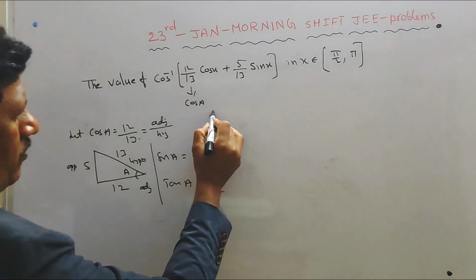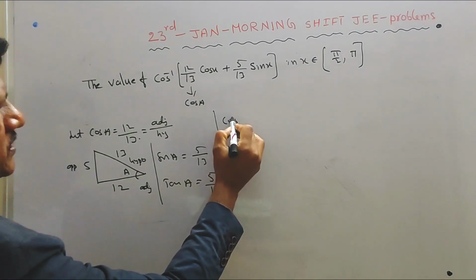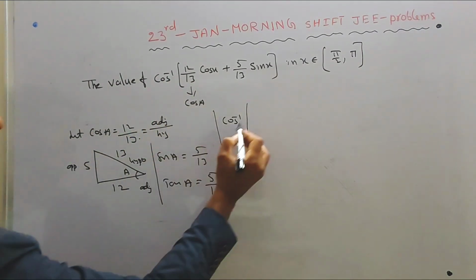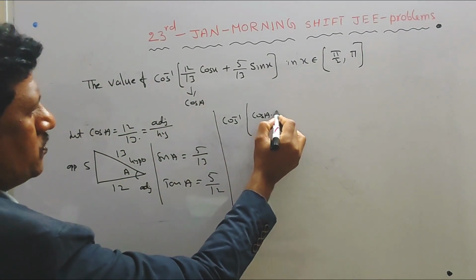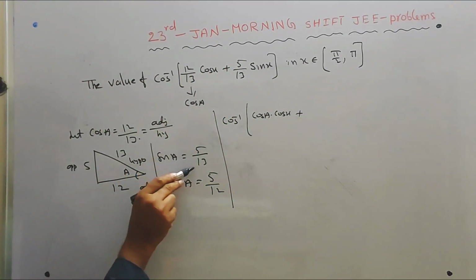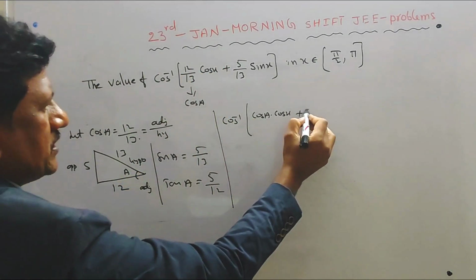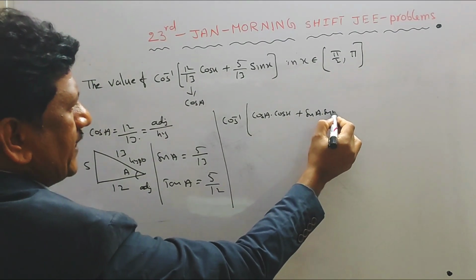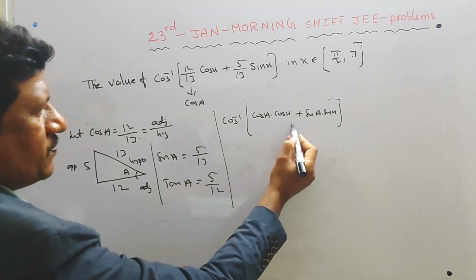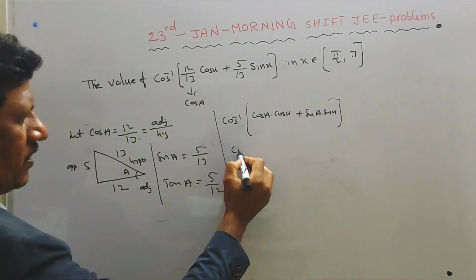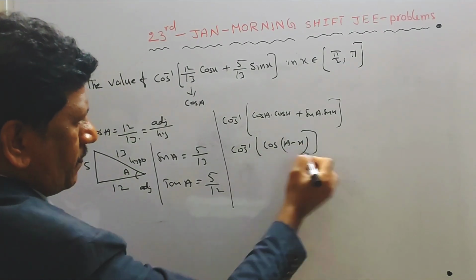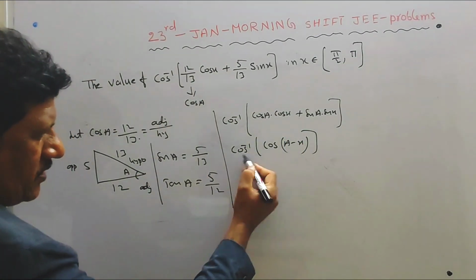Okay, right? Now look here students, this is cos inverse of 12 by 13, I am taking as cos A. So this is cos A into cos x plus 5 by 13. In the place of 5 by 13 we can write sin A. That's why this is sin A into sin x. Now this is looking like cos A cos B plus sin A sin B. So the formula will be cos of A minus B, cos of A minus x. Okay, right? Then the cos will get cancelled.